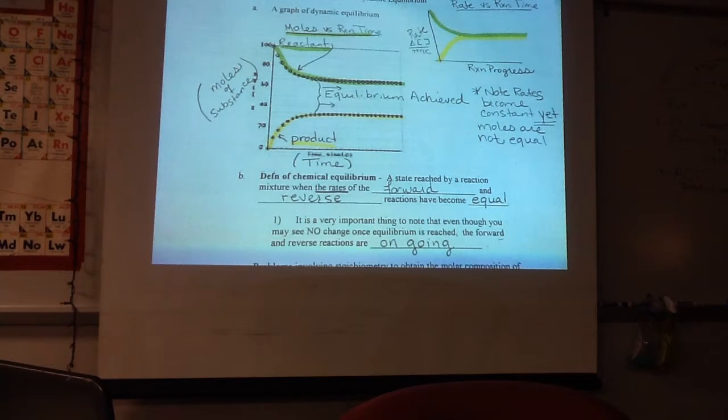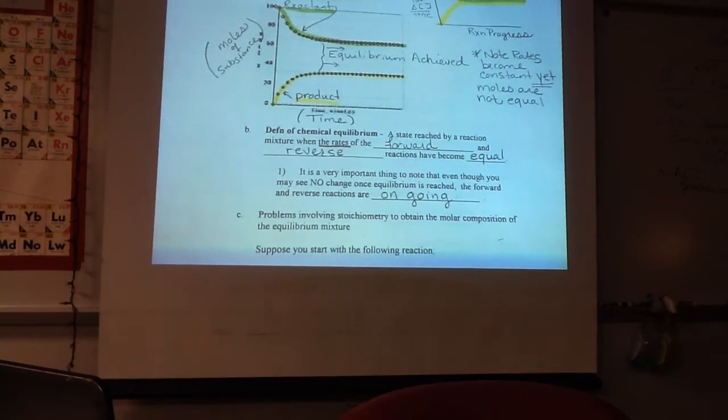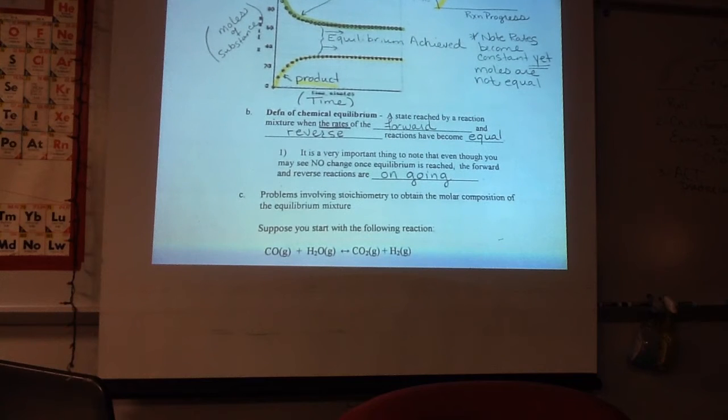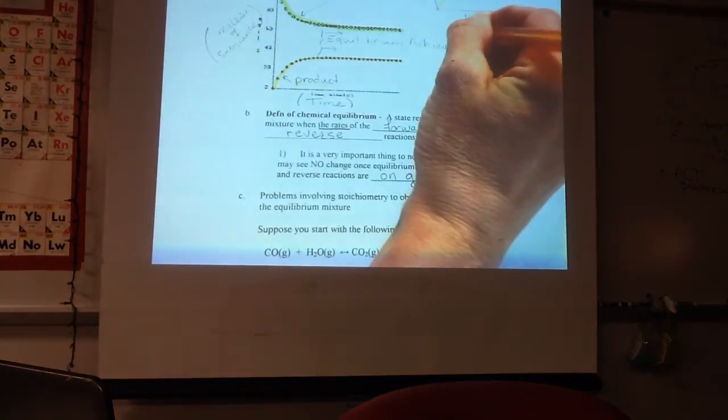One thing that is important for you to note, and probably the most important thing: rates become constant, moles are not equal. Rates become constant at equilibrium, moles do not become equal necessarily. Obviously, if the mole quantity stoichiometrically was the same, then they would be equal, but that's not an absolute certainty. Okay? So this little asterisk piece here, real important.